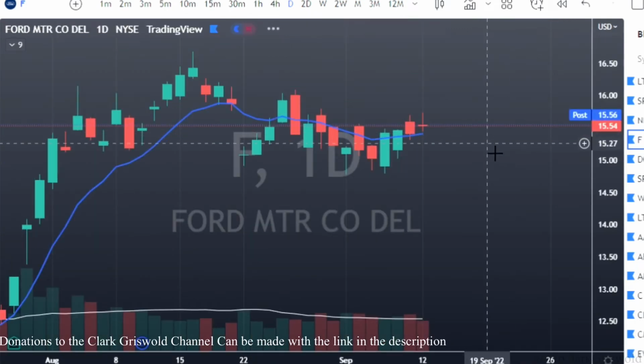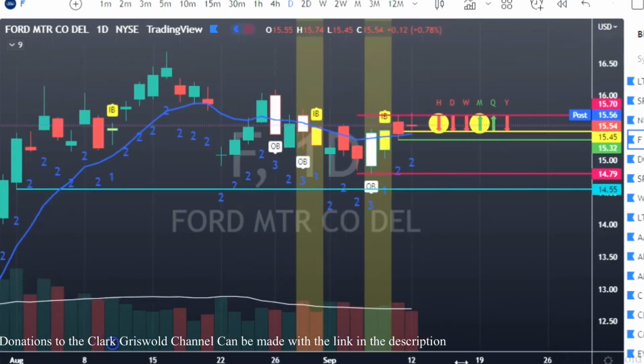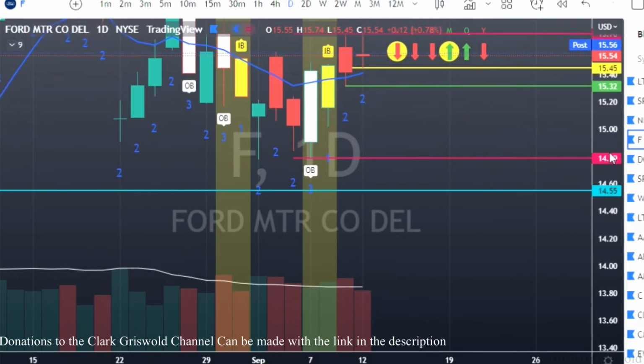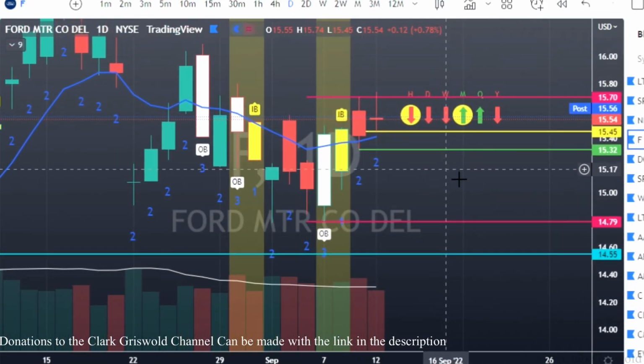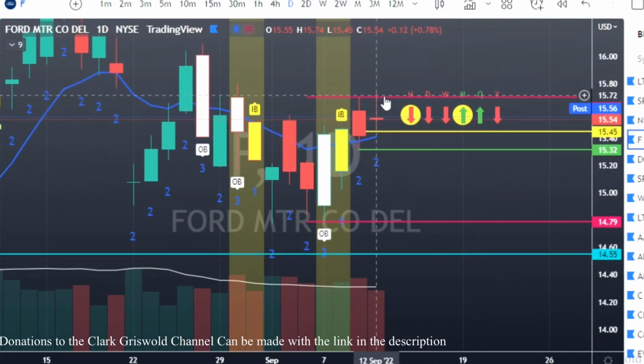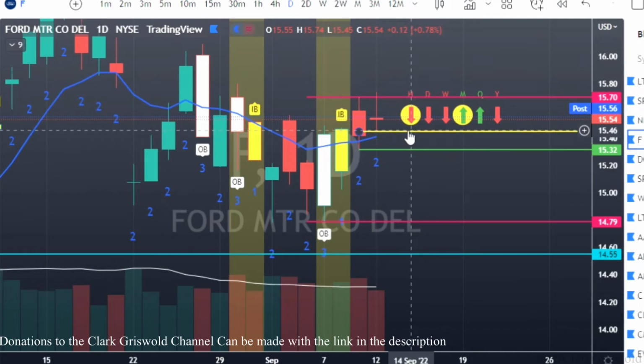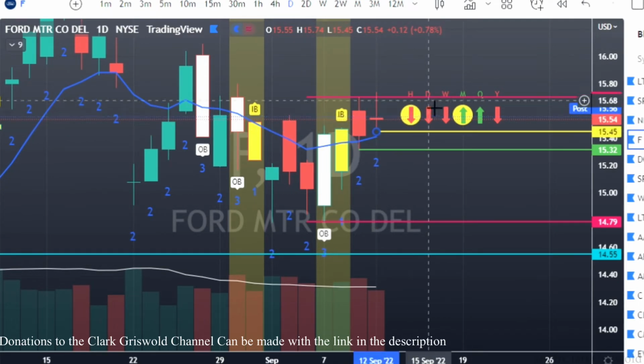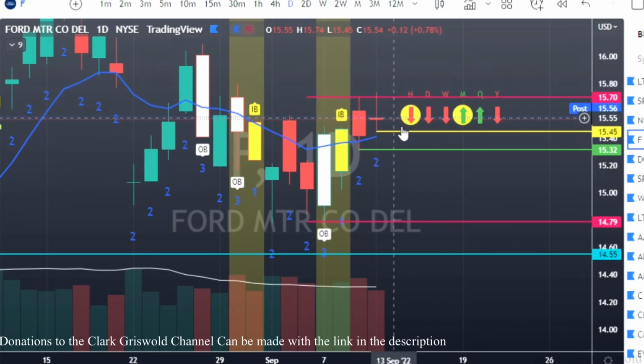So the first one I've got on the list, and these are in no particular order, guys, is Ford. This is a little bit of a tough one because Ford broke to the upside. We're 2 up on the week on Ford, okay? But we have a 2 up that finished red. So when we have those 2 ups that finish red, I look for these things to trend down.